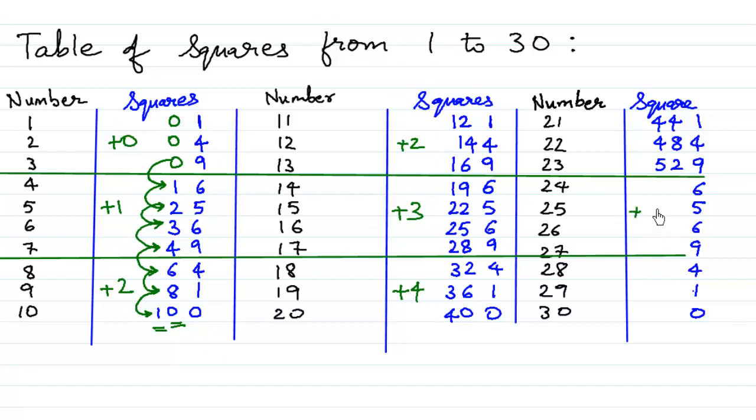So we now need to add 5 to all the numbers. So 52 plus 5 is 57. 57 plus 5 is 62. 62 plus 5 is 67. And 67 plus 5 is 72. And then we will add 6. Crossing the green lines, we need to add 1 extra. So 72 plus 6 is 78. 78 plus 6 is 84. And 84 plus 6 is 90. So the square of 29 is 841.